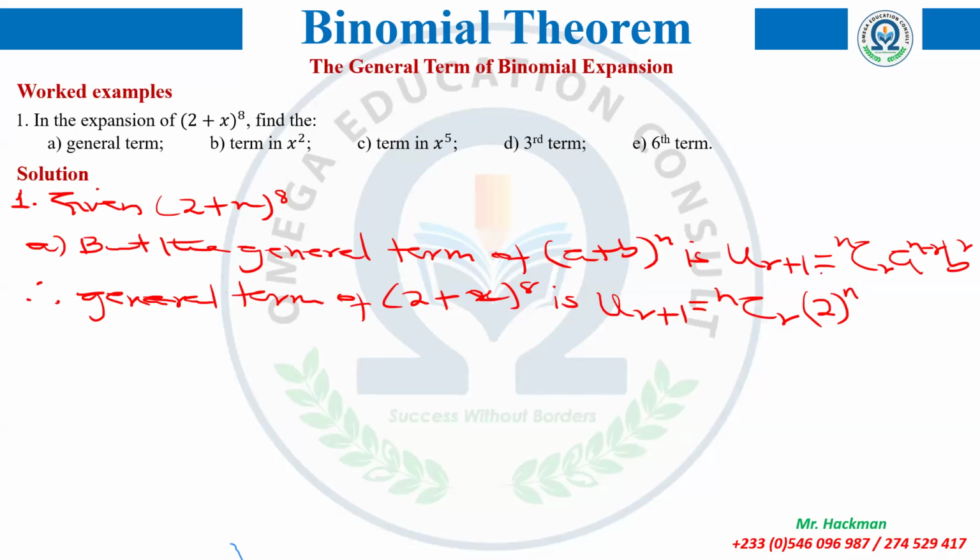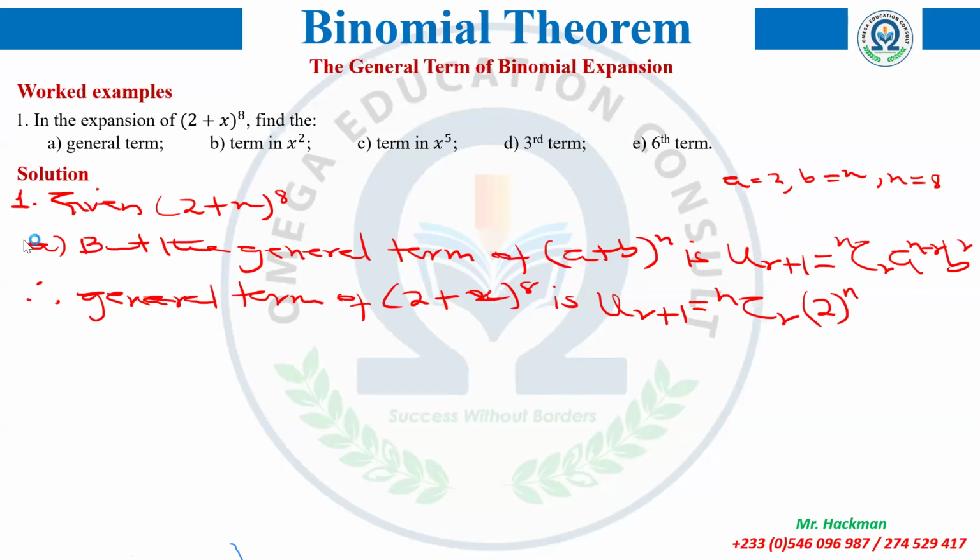So you know the parameters in the formula: A, B, and N. As for r, we know. So A we know is equal to 2. B we know is equal to X. And N we know is equal to 8. Do you agree? Yes, please.